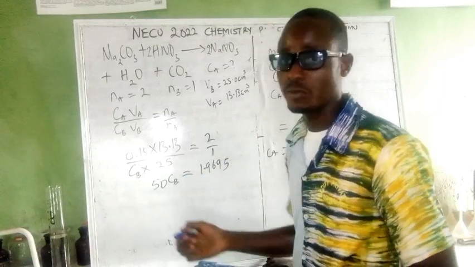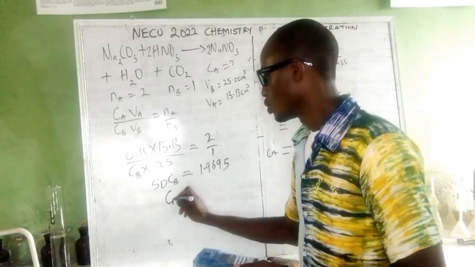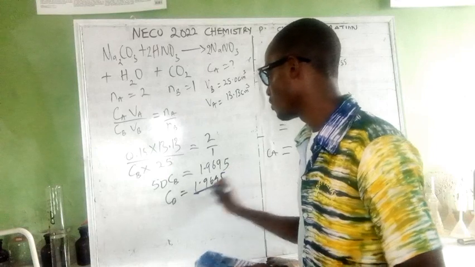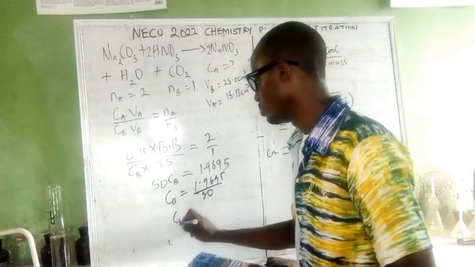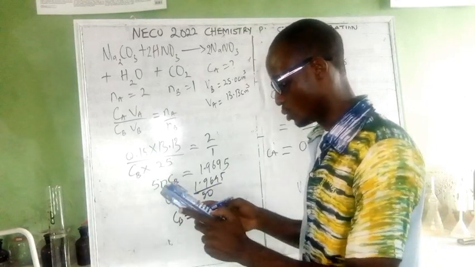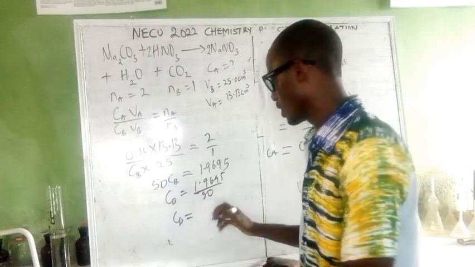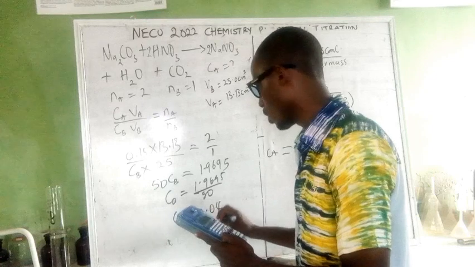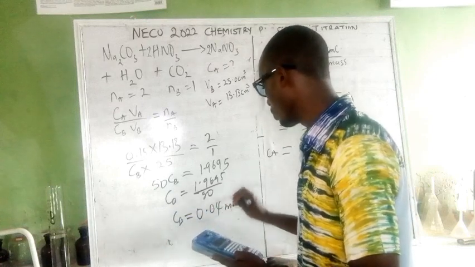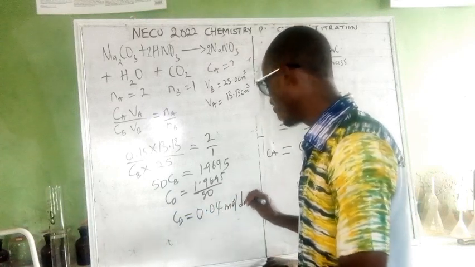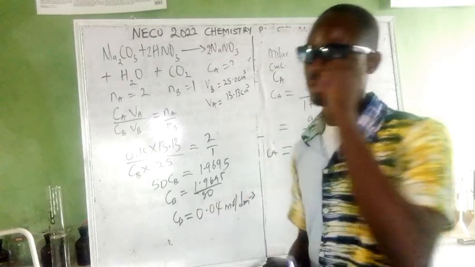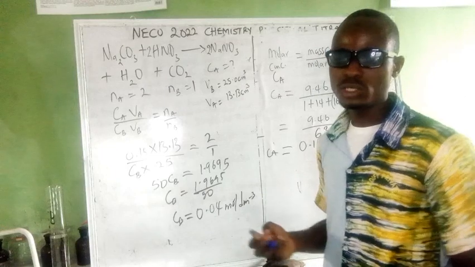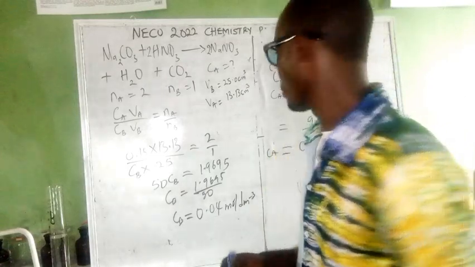1.9695. Actually, put that in four decimal places. So CB will be 1.9695 over 50. So CB will actually be equal to this divided by 50, and that is 0.04 approximately in mole per dm³. So that is our CB. After getting our CB, the next thing is to look for the concentration of B in gram per dm³.